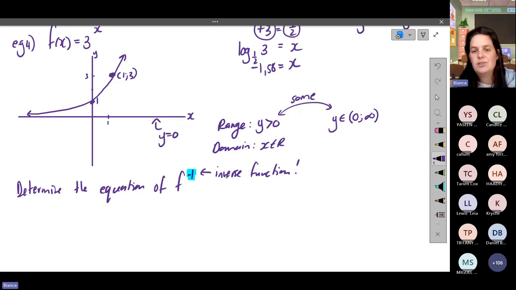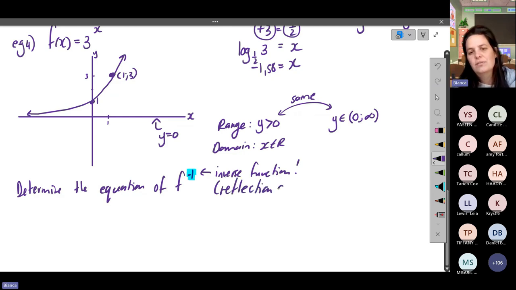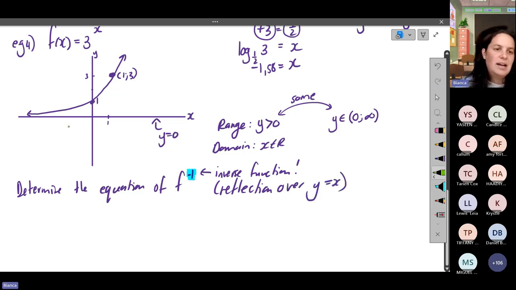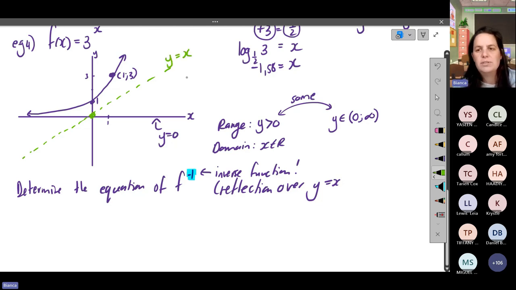Another way to say inverse function is to say reflection over y equals x. Y equals x is a line here. It's a straight line graph. Y equals x. But it should go through the origin. Okay. That's the equation of the line y equals x.